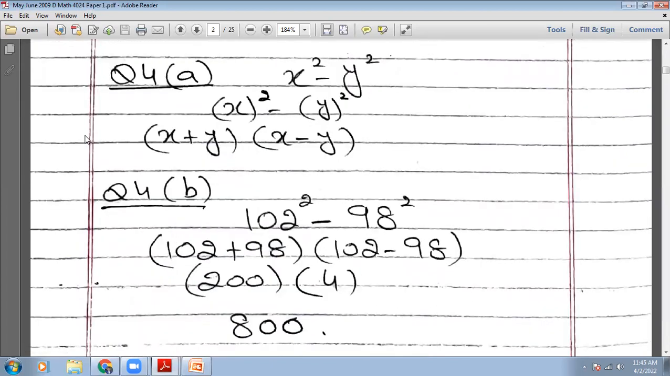It is x square minus y square. This is a difference of two perfect squares, so I can apply the identity: a square minus b square is equal to a plus b into a minus b. So x square minus y square will be x plus y into x minus y. Now 102 square minus 98 square. These are two perfect squares with a negative between them. So a plus b, a minus b. This will be 200, and this will be 4. 4 multiplied by 200 is 800.